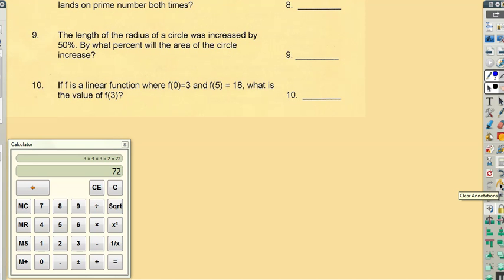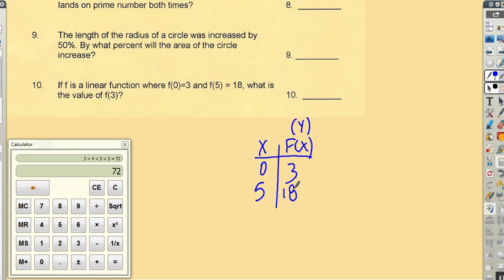All right. If f is a linear function, so let's make a little table. So we have x, and we have f of x. All right, so we have 0, 3, 5, 18. So right now I know my y-intercept. What's my y-intercept? 3. So we know b is equal to 3. And since it's linear, we have y equals mx plus b.